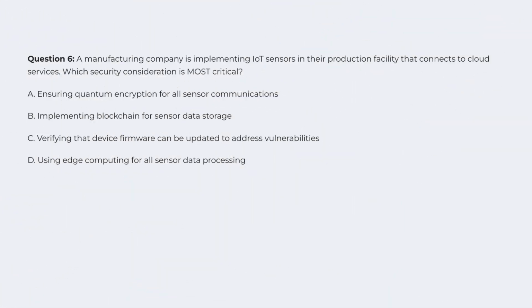Question 6. A manufacturing company is implementing IoT sensors in their production facility that connect to cloud services. Which security consideration is most critical? A. Ensuring quantum encryption for all sensor communications. B. Implementing blockchain for sensor data storage. C. Verifying that device firmware can be updated to address vulnerabilities. D. Using edge computing for all sensor data processing.